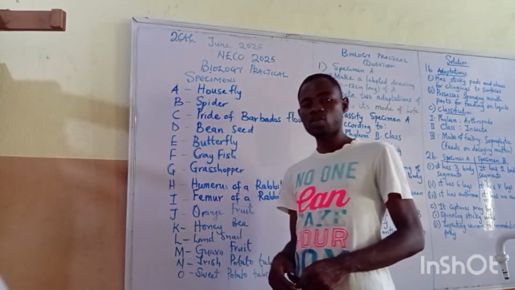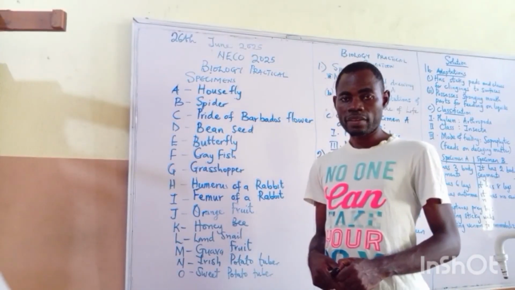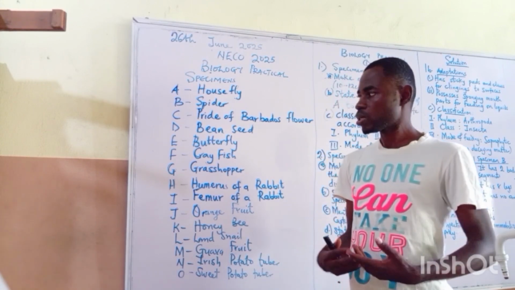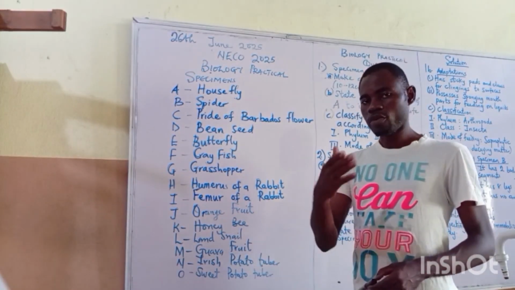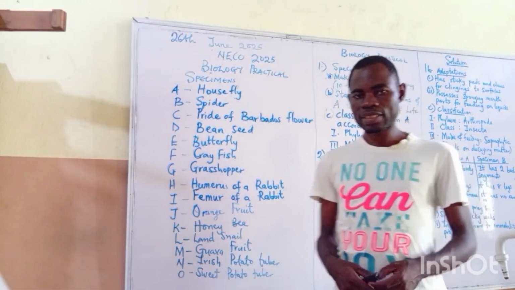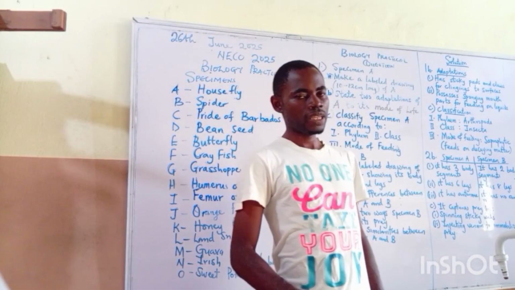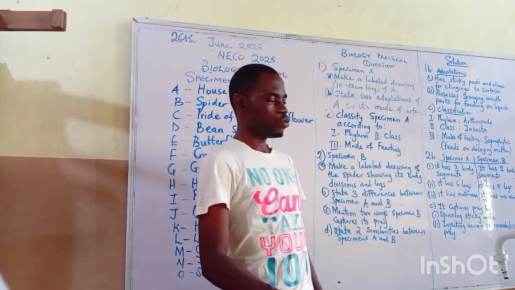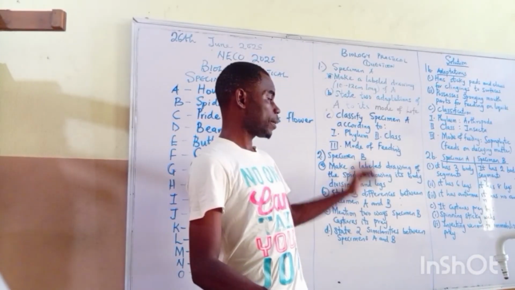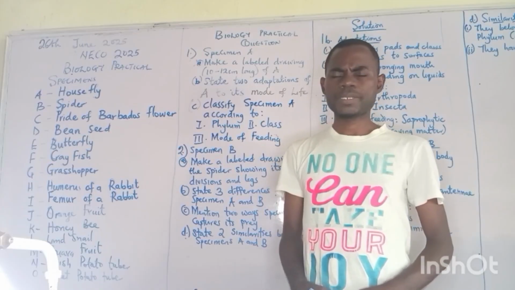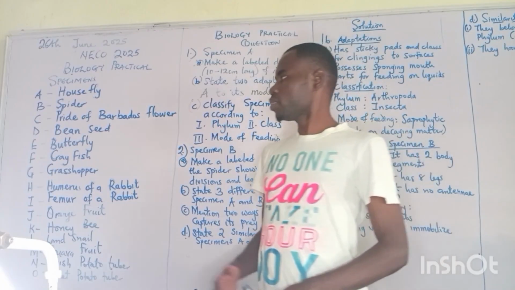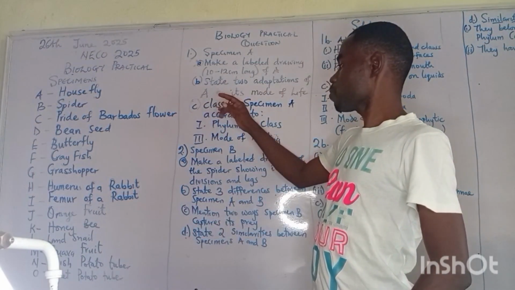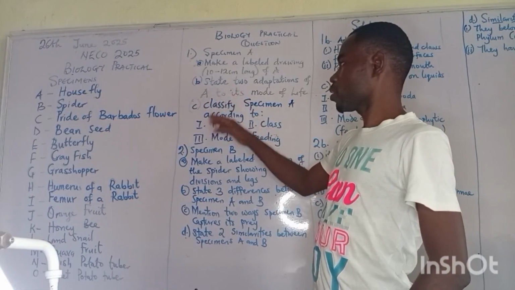These are the specimens we are going to be analyzing one after the other, and likewise bring out the differences and similarities between the close specimens. Without wasting your time, let's start analyzing by bringing out the possible questions they can ask us in this year's NECO biology practical. Now we start. In this episode, we are starting with specimen A.